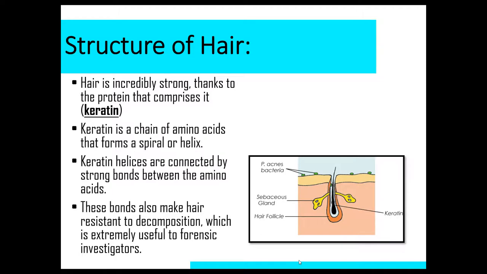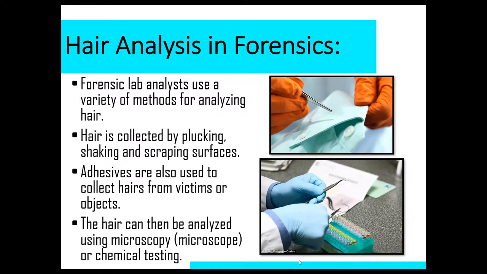All right, so let's talk about hair itself. Hair is incredibly strong. The reason for that is the protein that makes up hair, which we call keratin. If you'll remember from biology, keratin is a chain of amino acids that forms a helix or a spiral. And when it is connected with the amino acids, it creates a really strong bond. So because of this bond, hair is resistant to decomposition. And this can be extremely useful for forensic investigators because they can still collect hair from the deceased, even if they have been deceased for a long period of time.